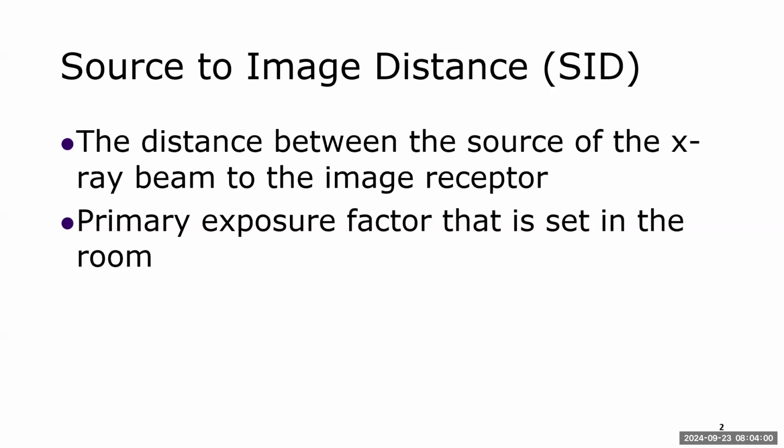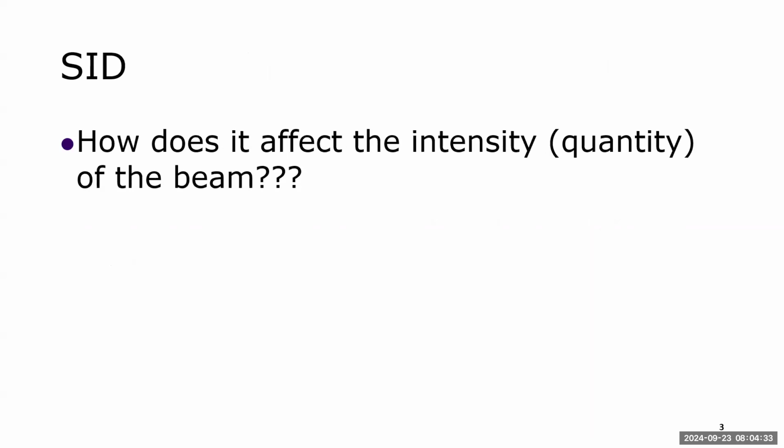So inverse square law is based upon what happens to the intensity of the beam when we make changes to the SID. So when we change the source to image distance, it changes the intensity of the beam. And we know that the source to image distance is one of the primary exposure factors, and it is the one that is set in the room, not at the control panel. So how does it affect the intensity or the quantity of the beam?